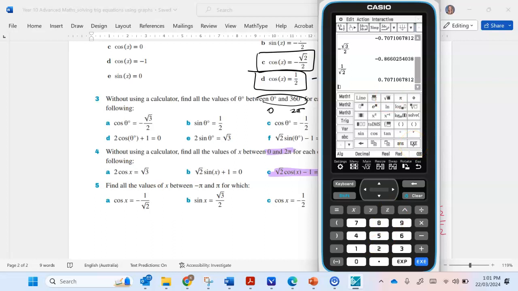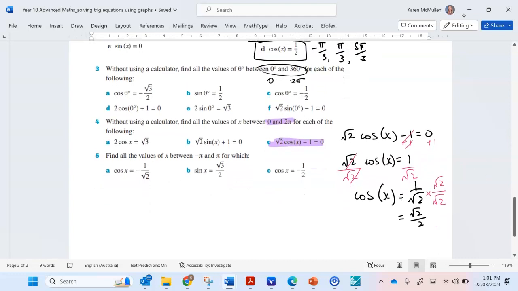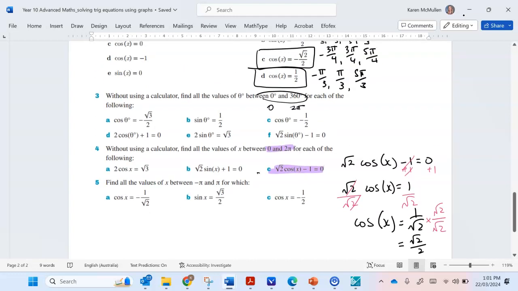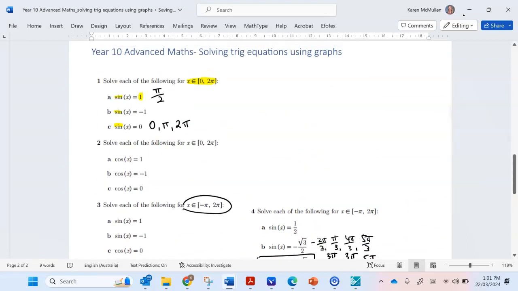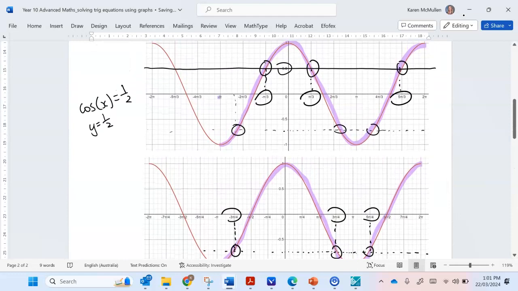All right, so 0.71. And then you would just do the same thing as before. So we're doing this question here. So we're finding cos. Let's just go back up. I might just quickly delete what I've got there.